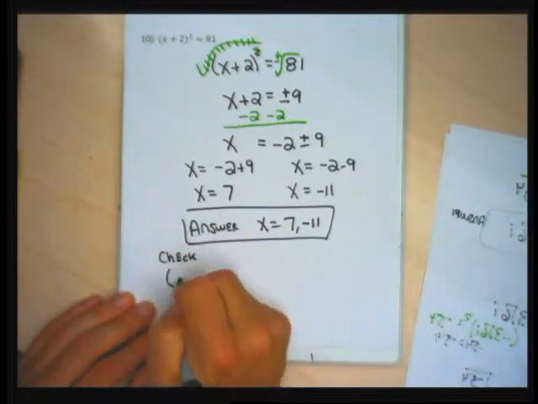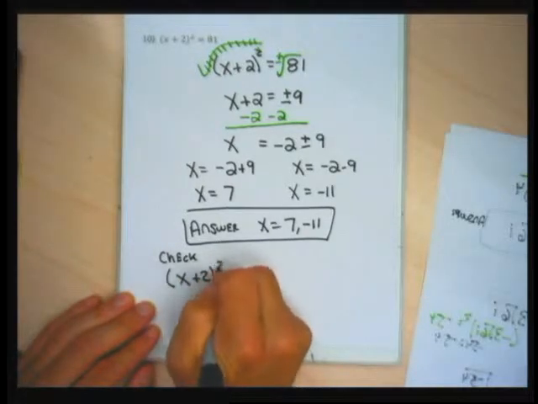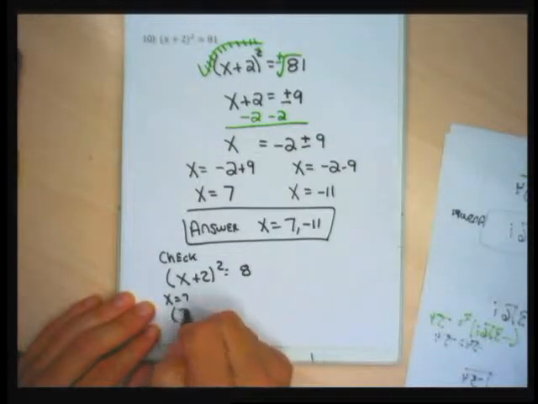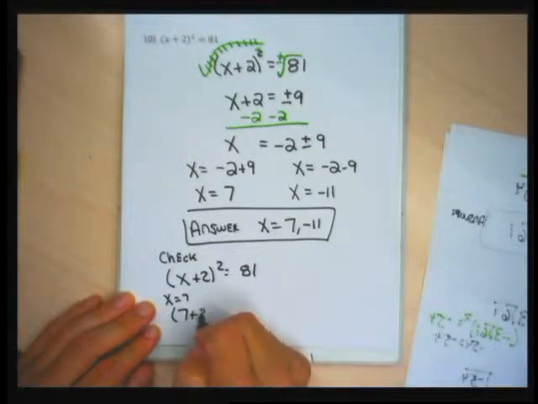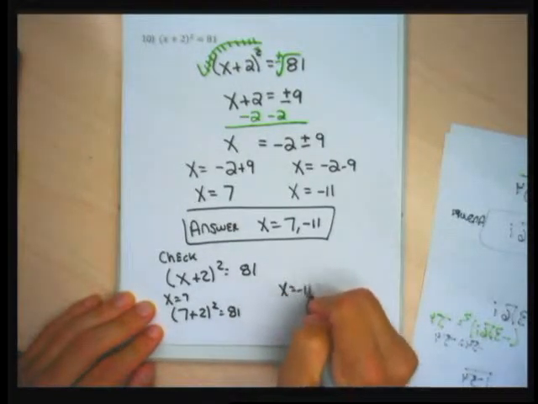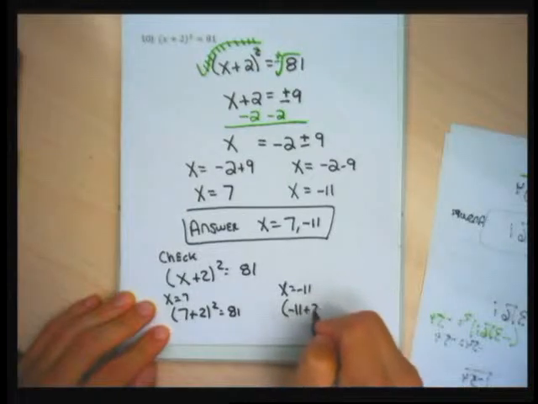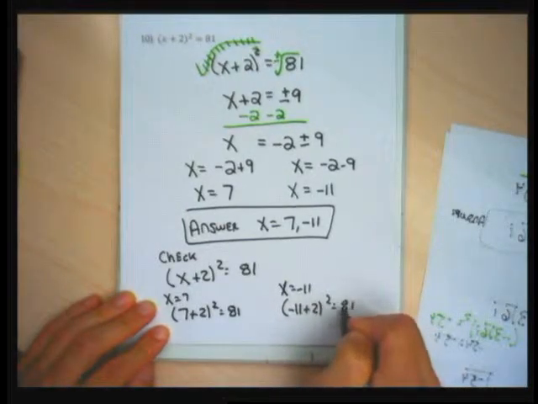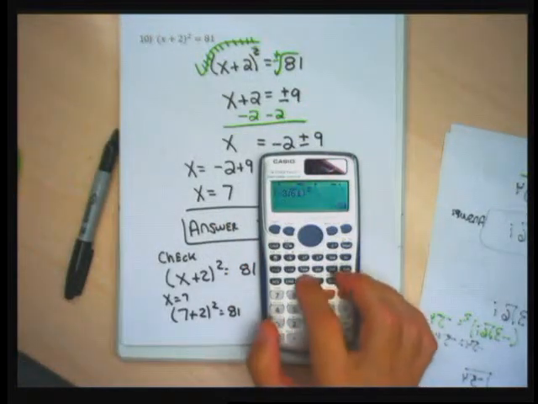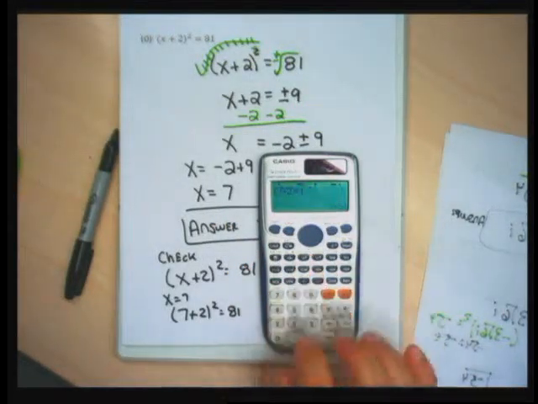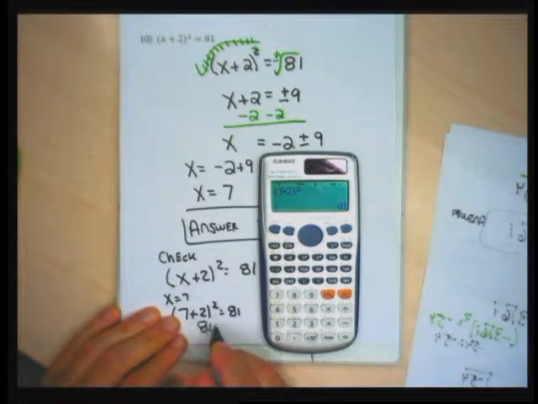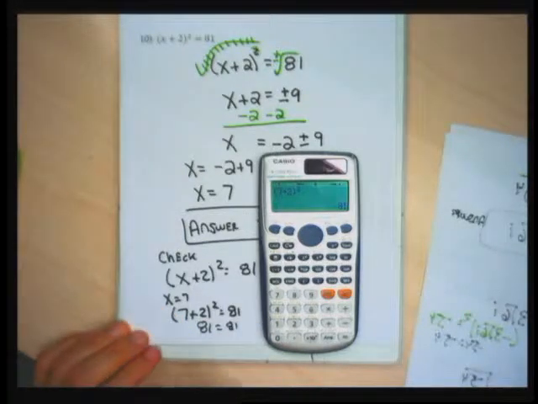So the original problem before I did anything was x plus 2 quantity squared equals 81. I'm going to check x equal to 7 and see if 7 plus 2 squared equals 81. And I'm also going to check x equal negative 11 and see if negative 11 plus 2 squared equals 81. Those actually I could check in my head, but I'm going to do them by my calculator. So I'm going to go 7 plus 2 squared for checking the 7. When I check it, I get 81 equals 81, so I feel good about that being a correct solution.